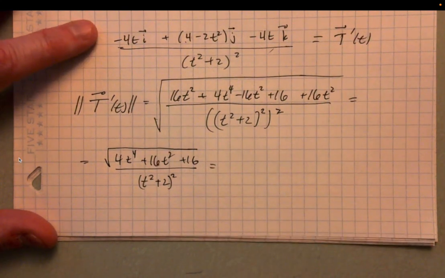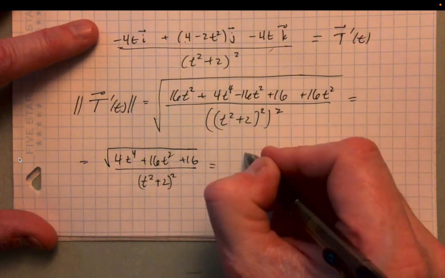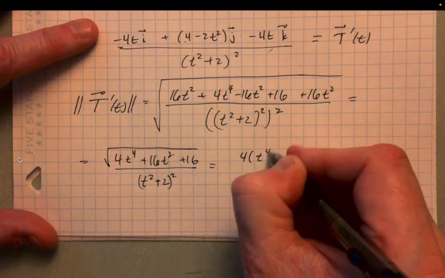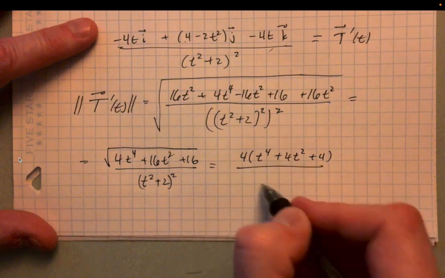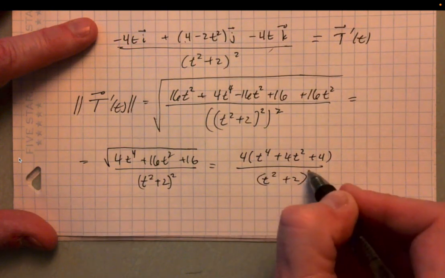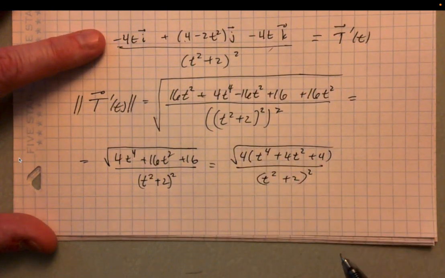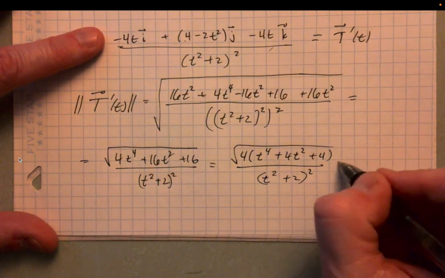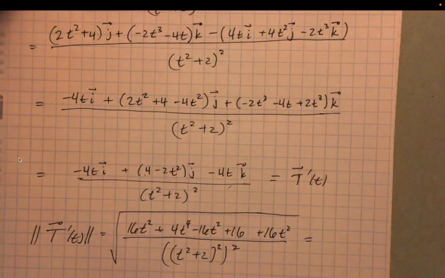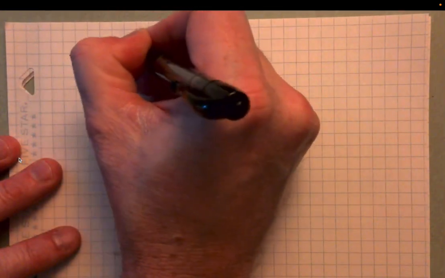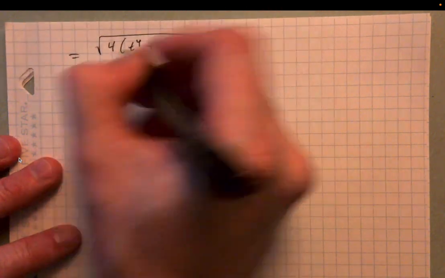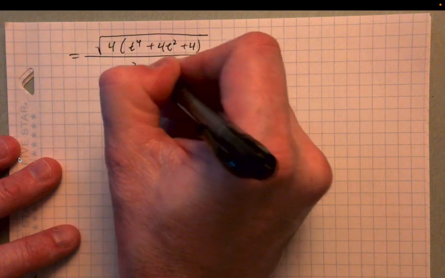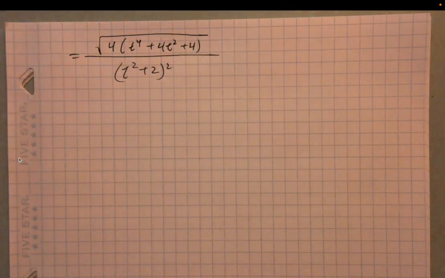And let's see, we can factor a 4 out of here. Let's do that. So I get t to the 4th plus 4t squared plus 4, and then that's t squared plus 2 quantity squared. That's still the square root. And so let's see. Switch pages again. So here's what I have. I've got 4, and then t to the 4th plus 4t squared plus 4 square root, and then all over t squared plus 2 quantity squared.